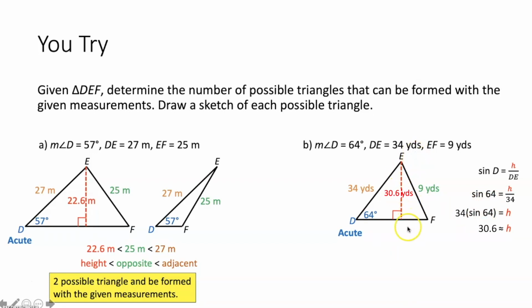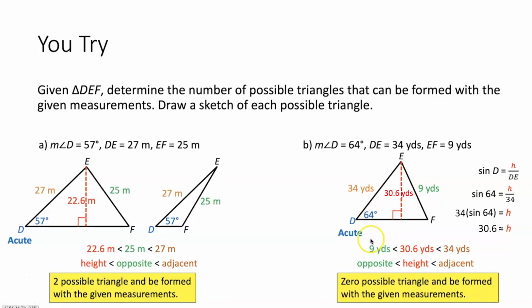Now that we found the height of this triangle, the length of the side opposite our given angle, and the length of the side adjacent to our given angle, we can set up an inequality comparing those measures. And we see that the length of the side opposite our given angle is less than the height of the triangle. And when that occurs, you know that there are 0 possible triangles that can be formed with these given measurements. And this makes sense the more you look at these measurements. If this figure were drawn to scale, segment EF would be too short to reach down to connect with segment DF. So you wouldn't be able to form a triangle here.